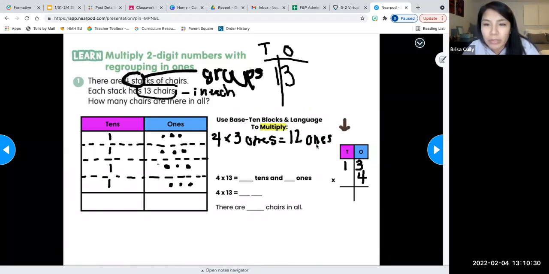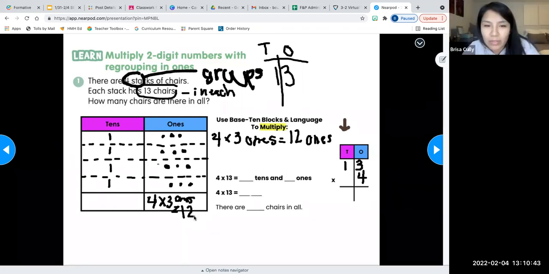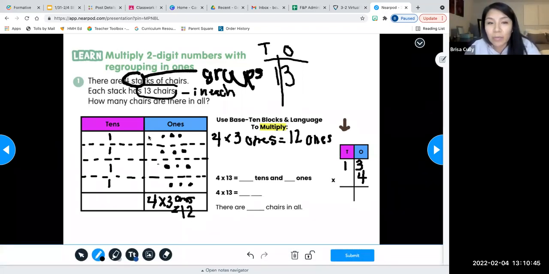I know on our computers it's hard to do. And I'm going to repeat my equation down here. 4 times 3 1's. 12. There we go. All right, so now what I have in my 1's in my picture, I also want to use in my vertical form.